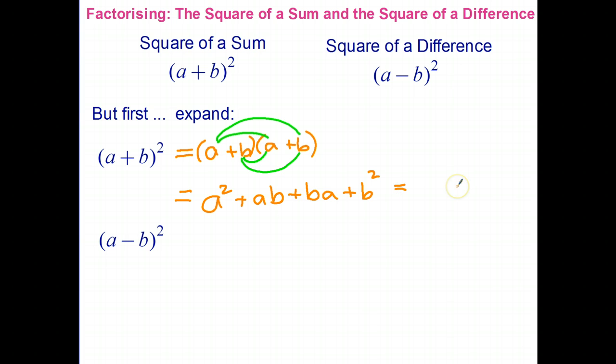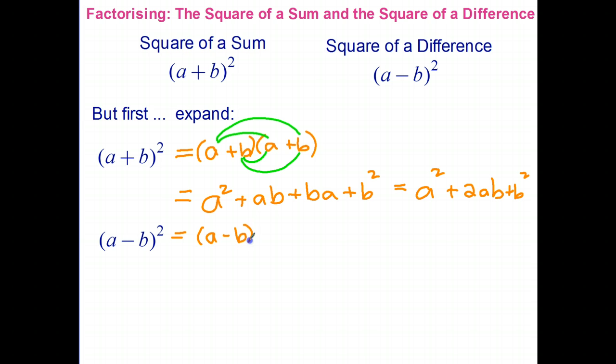I end up with a squared plus, well, ba is the same as ab, so I have ab plus ab, which is 2ab, and then plus b squared. So if I'm expanding an expression that has that form, I can do it in one step by writing it in that form. Now this one's not too different. I'll do it the same way, however.